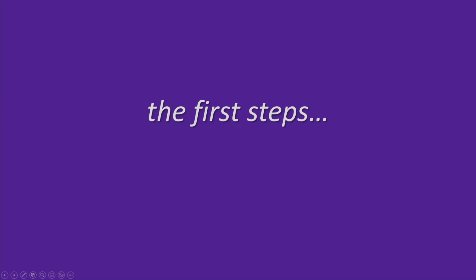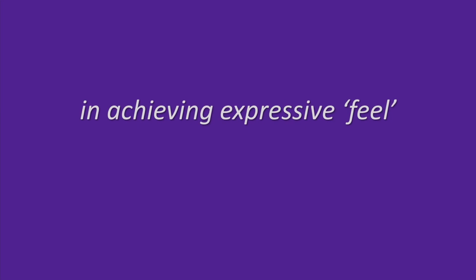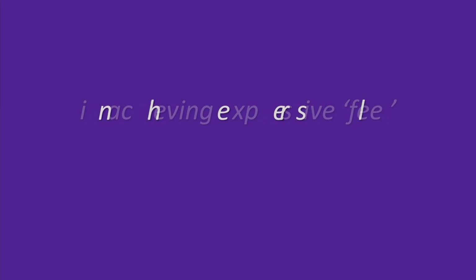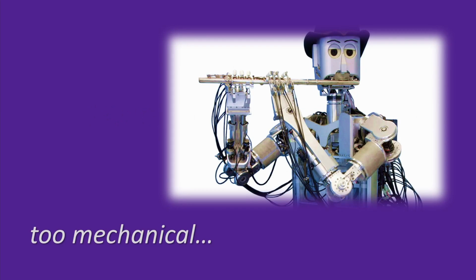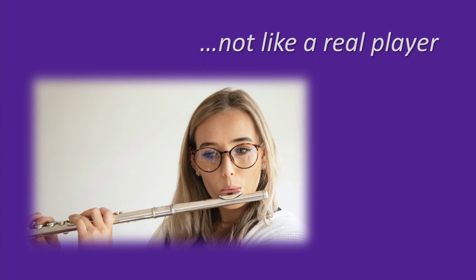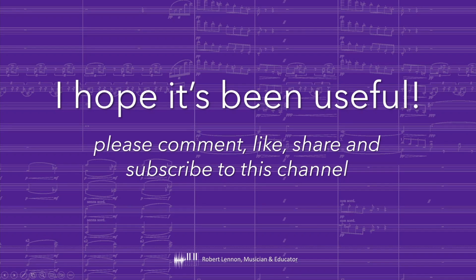So there we are, the first steps in creating a more expressive feel and therefore more realistic playback in Sibelius. There's still more to be done, however, because you'll notice in this example the flute's vibrato is fairly constant in level and in speed, therefore a bit too mechanical sounding. A real player, of course, would vary this, and so I'll address that together with articulation and phrasing in the next video.